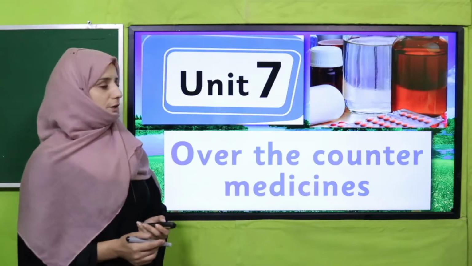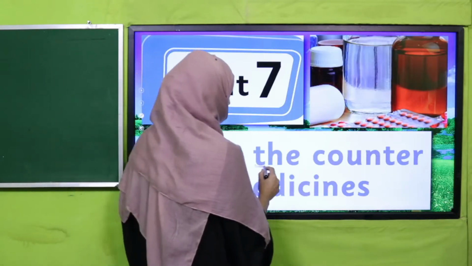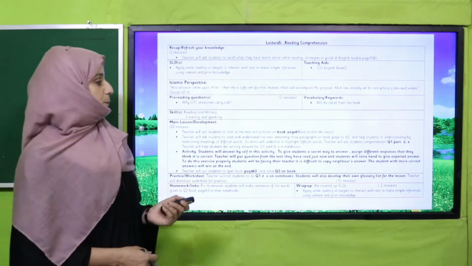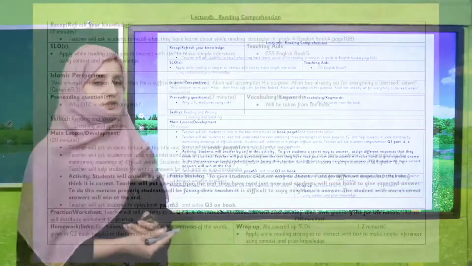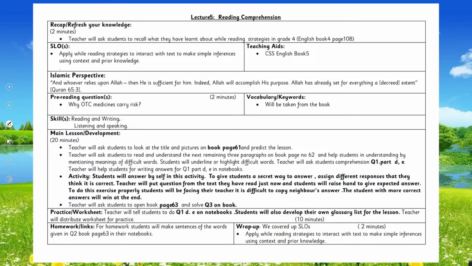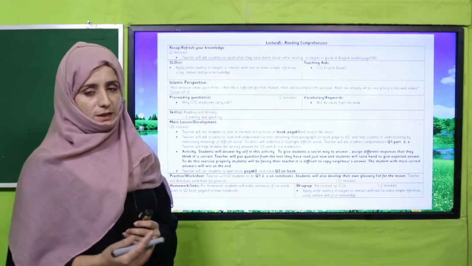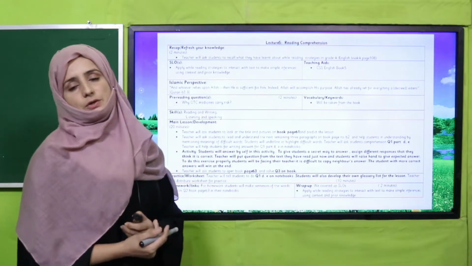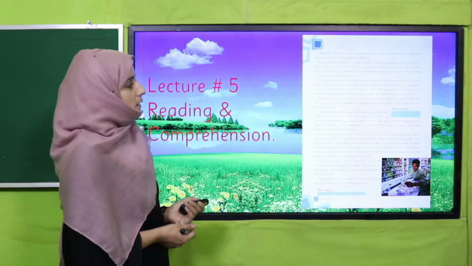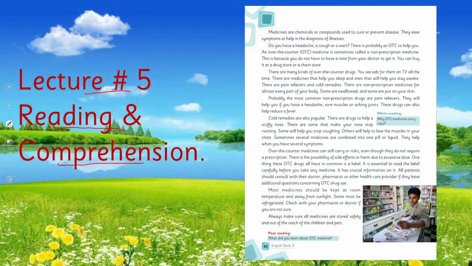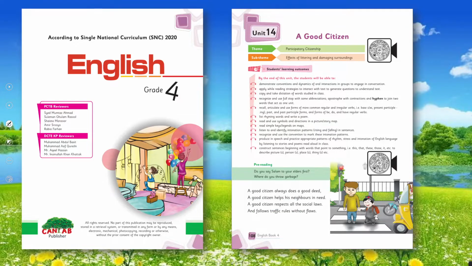We are learning unit number 7, over-the-counter medicines. The lesson plan, PowerPoint presentation and worksheet links are given below in the description box. You may click it, download it, or modify it for your convenience. I'm going to deliver my lecture according to this lesson plan. It's lecture number 5 under the title of Reading and Comprehension. Before, in English for grade 4, we have already learnt about a good citizen.